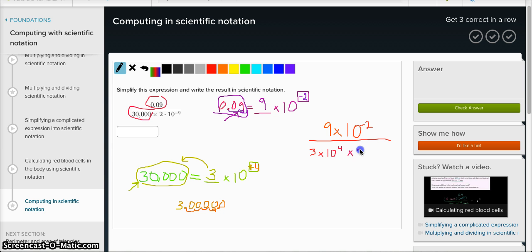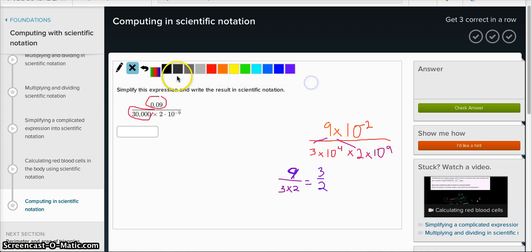Now what I do to calculate this, first I just take all my numbers here: my 2, my 9, and my 3. Everything that's not a 10. And first I calculate that. So that's going to be 9 over 3 times 2, which equals 9 over 6, which equals 3/2. That's a 9, not a 4 right here. This is a 9, just so you all know. Okay, that's a 9. Cool.